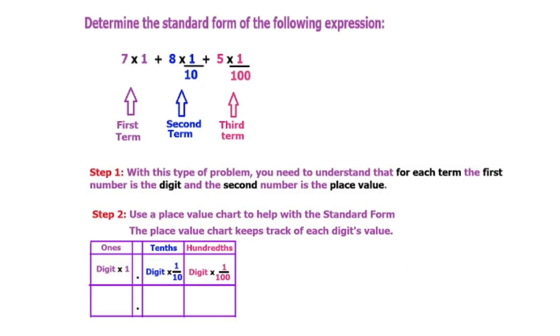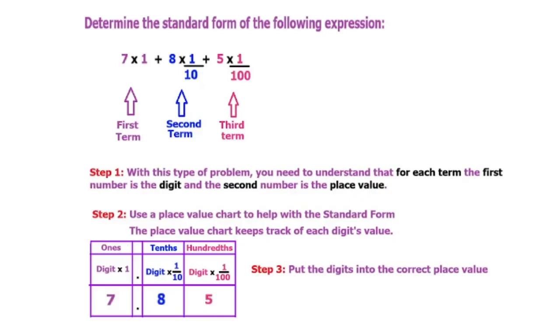So now the only thing left to do is to put the digits into the correct place value. So let's do that. So here we're going to put a 7. Here we're going to put an 8. Here we're going to put a 5. So 7, then 8, then 5.